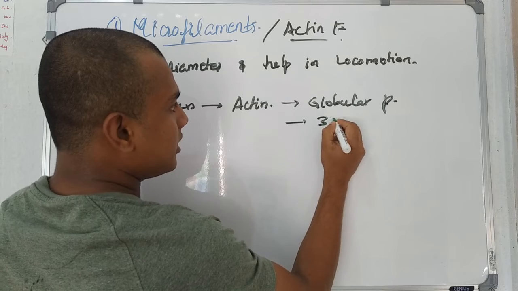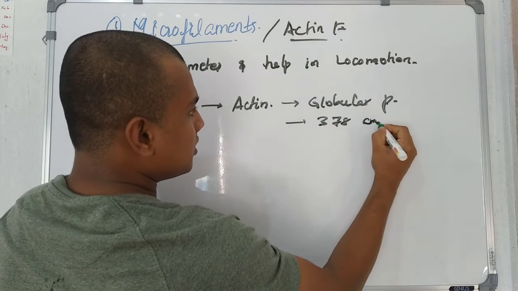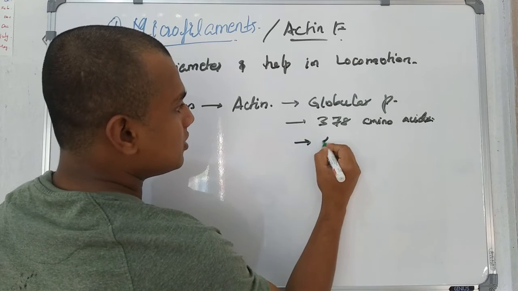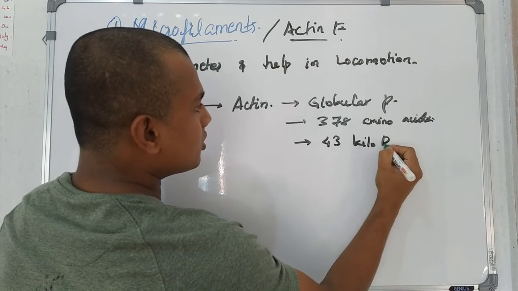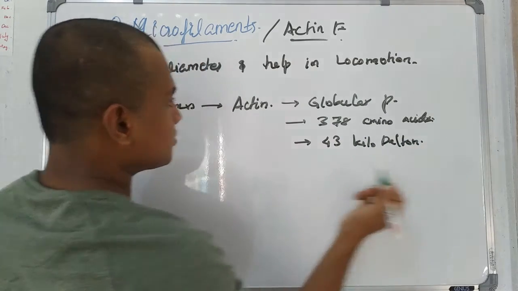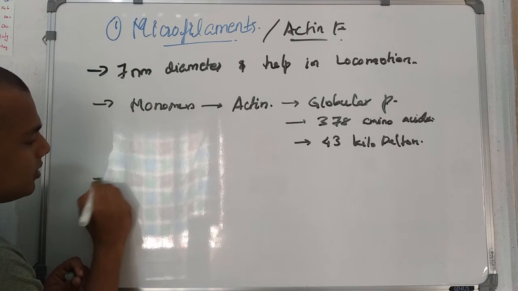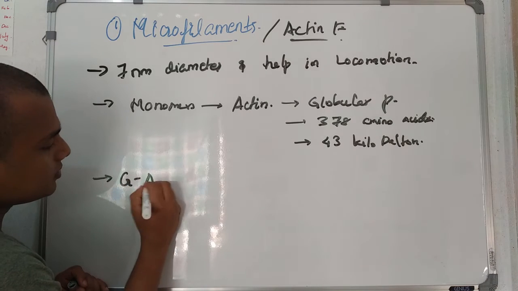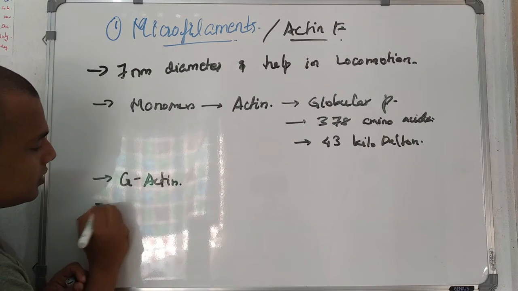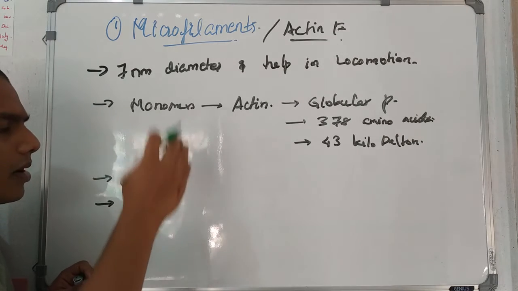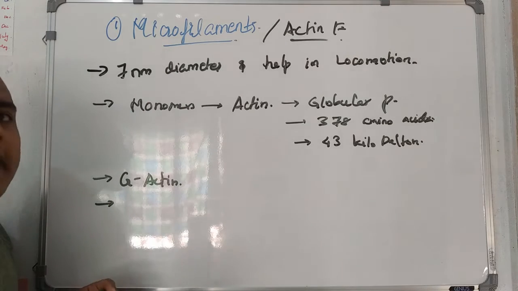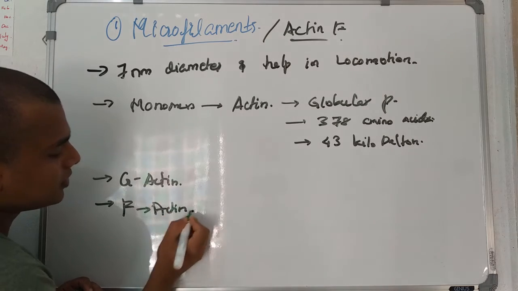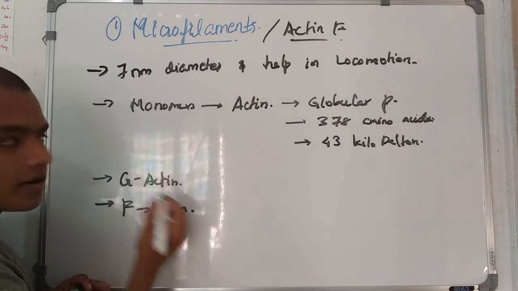It has 378 amino acids, and its weight is 43 kilodaltons. A single molecule of actin is known as G-actin, and a polymer of actin is known as F-actin, filamentous actin. G stands for globular.